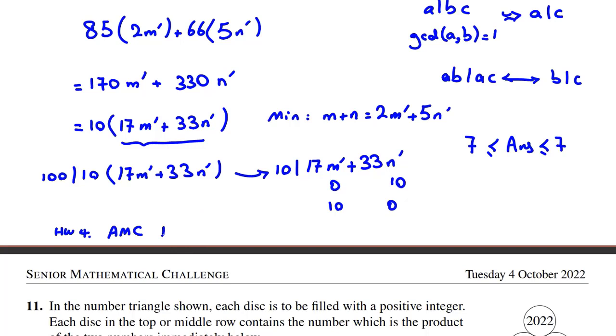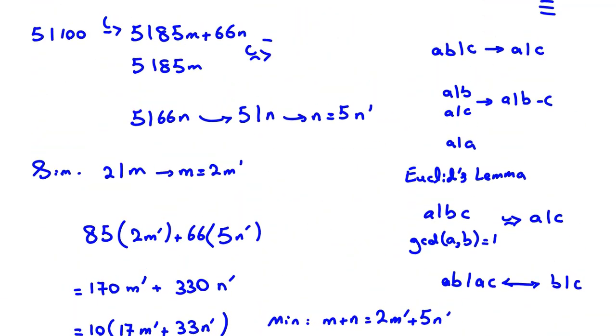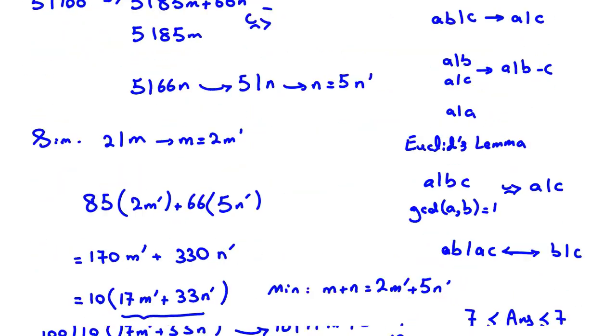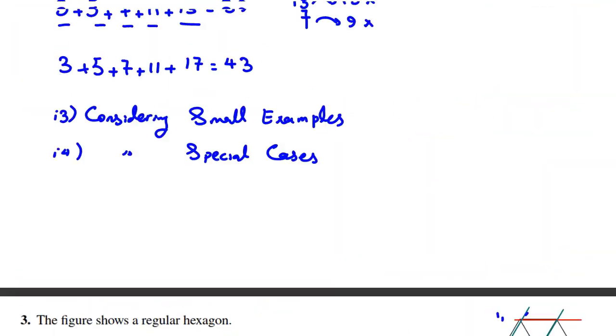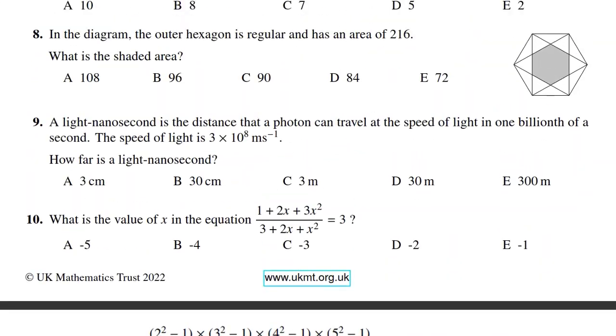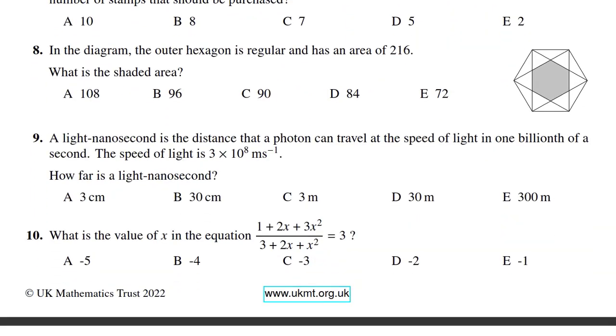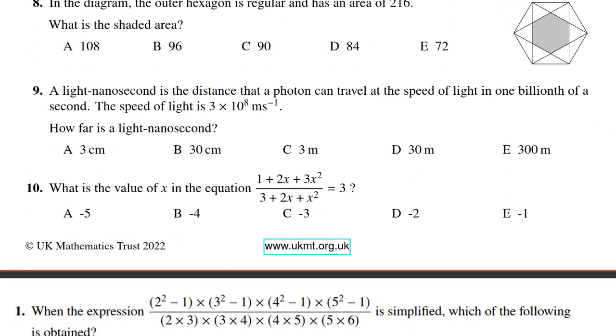Okay, let's write AMC 12B 2022, problem number 23. Okay, so here how many ideas? 5 ideas and 4 homeworks. Okay. Problem 7 we've solved. Problem 8.